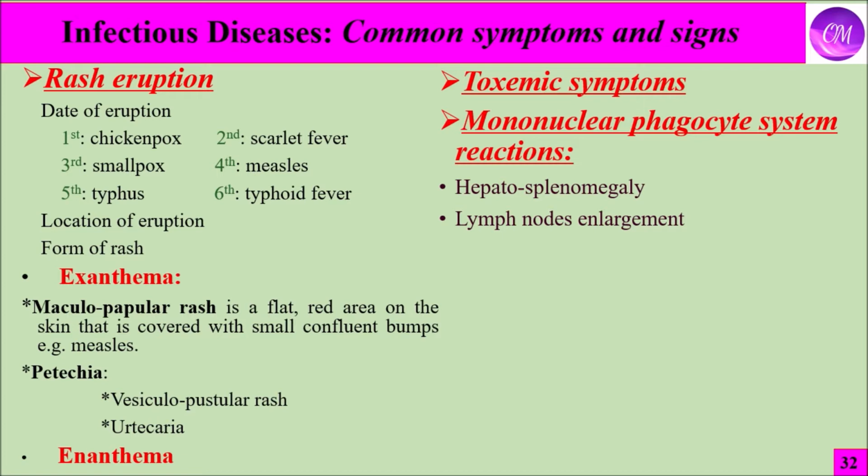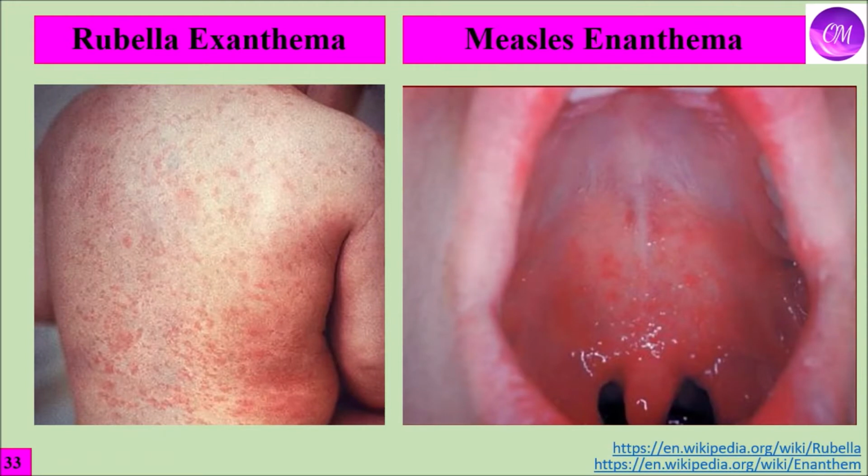Maculopapular rash is a flat red area on the skin that is covered with small confined bumps, such as in measles, and petechiae. Also, there may be vesicular-pustular rash and urticaria. And enanthema is found in the mucous membranes. Then, toxemic symptoms may be found in infectious diseases, along with reactions of the mononuclear phagocytic system, such as hepatosplenomegaly and enlargement of the lymph nodes.